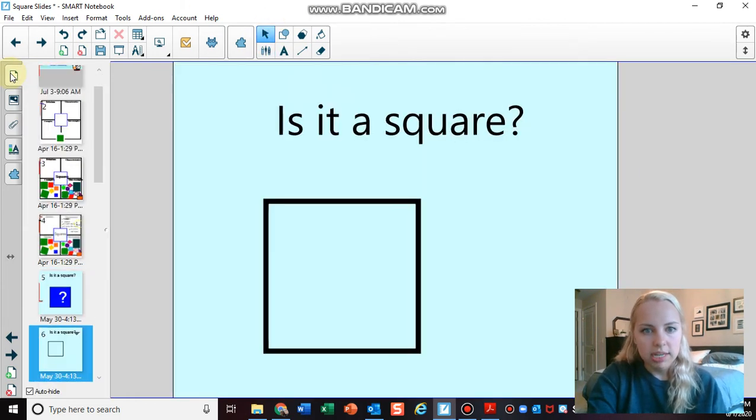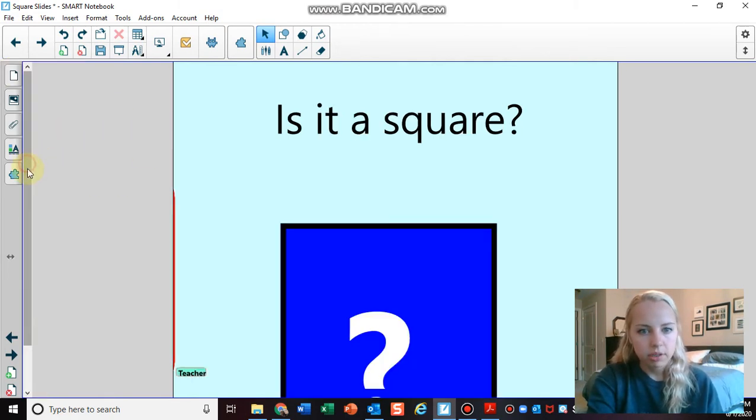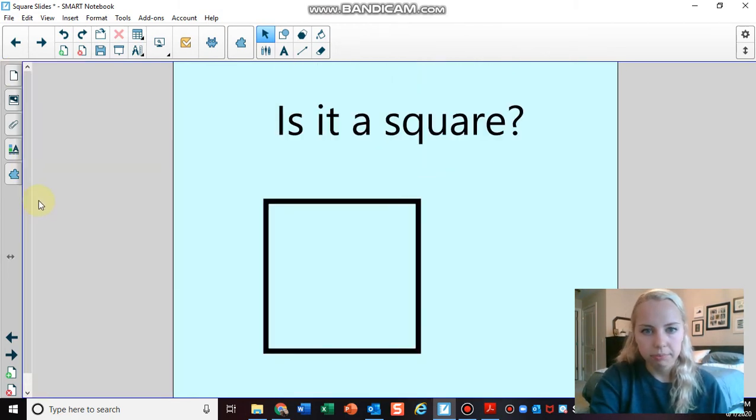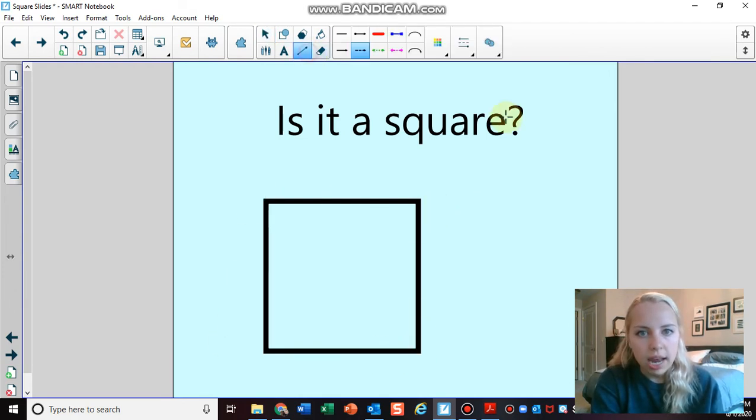Now, moving down, we're going to play a game. Is it a square? Okay? So we have to go down and look. Is this a square? Yes, it is a square. We know because all of the sides are equal and all of the angles are right angles. Remember, a right angle looks like this, perfectly square.